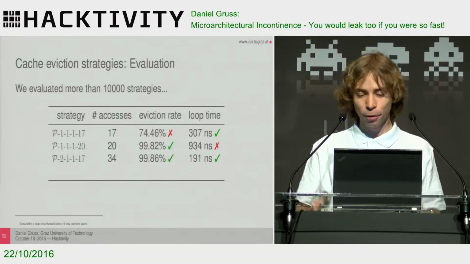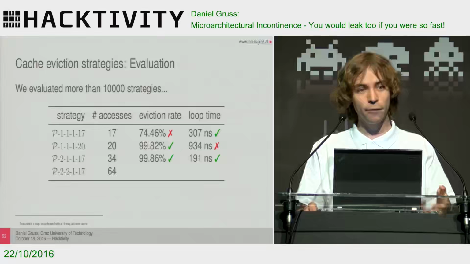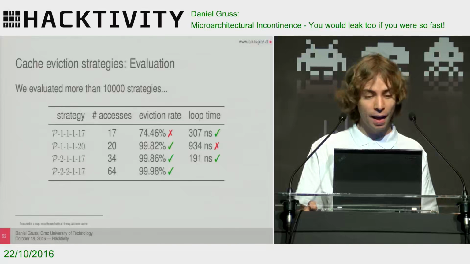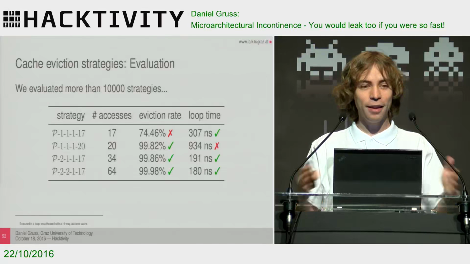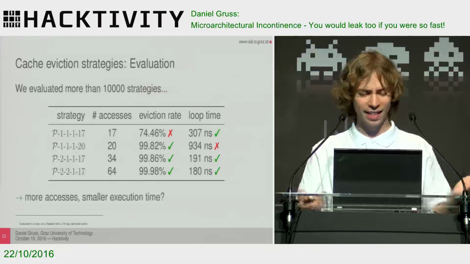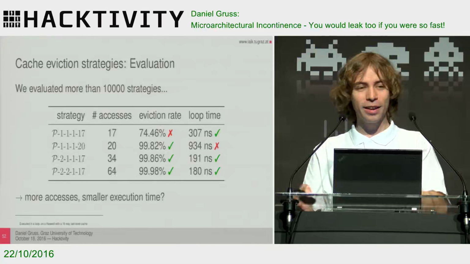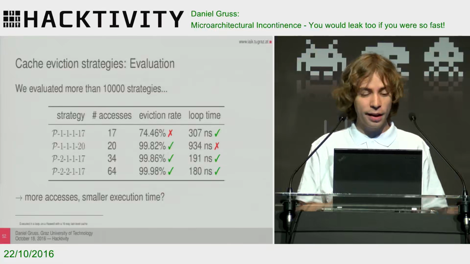And I can even put this one step further. We will look at this strategy, which performs 64 memory accesses. And here we have an even higher eviction rate, and it's even faster. So 64 memory accesses are faster than 17 memory accesses. More memory accesses, smaller execution time. How does this make any sense? And there is a really simple explanation.